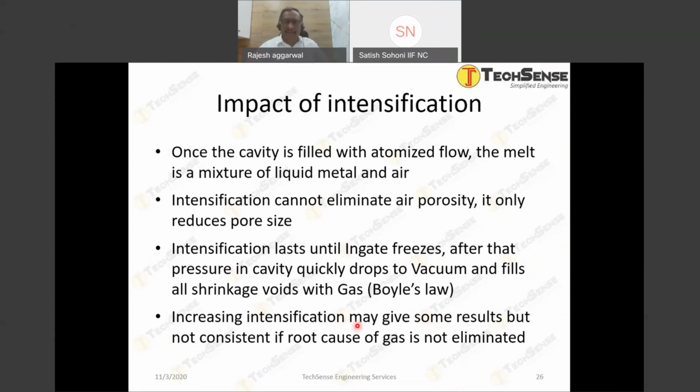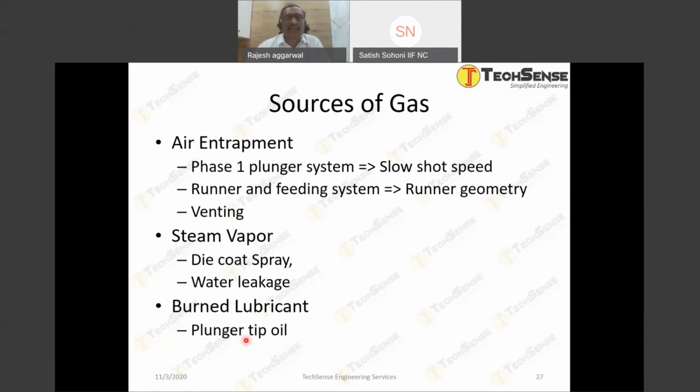Increasing intensification pressure may give some results, but may not be consistent if the root cause of the gas is not eliminated. Now, here we are talking about two types of gases, right? One is due to the atomization of the liquid metal, because it will always be porous. There may be certain other amounts of gases which we'll see in detail in the coming slide. These gases will be entrapped inside the system and may lead to bigger sizes of porosities.